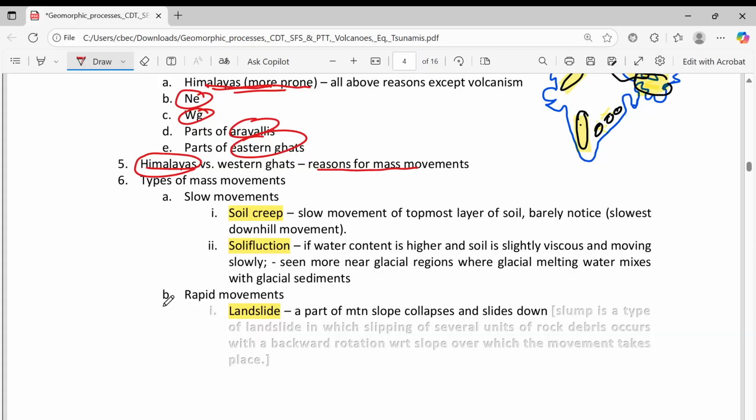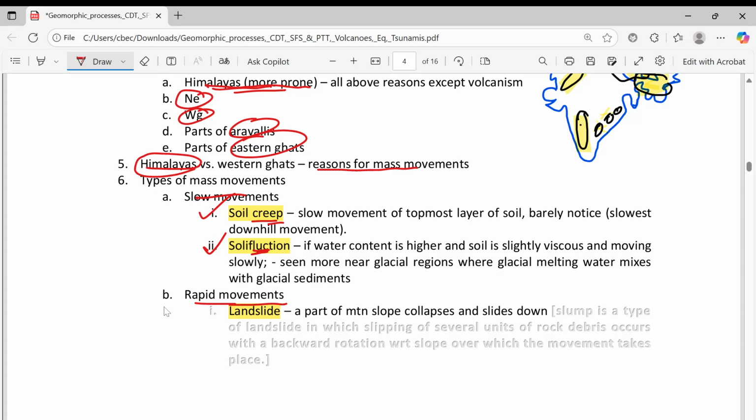So types of mass movements is the important part. This may be asked in the exam. There is slow movement. Rapid means fast movement. Slow means soil creep. Creep means it is moving very slowly. You cannot observe it. Then solifluction is also slow mass movement. In solifluction, there is fluid also: soil plus some fluid moving slowly.